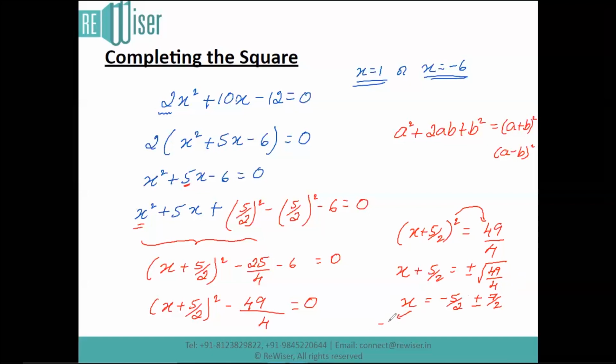The one case is minus 5 by 2 plus 7 by 2, which is nothing but 2 by 2, which is positive 1. Or it could be minus 5 by 2 minus 7 by 2, which is nothing but minus 12 by 2, which is minus 6. So I got the same answer, the same solution for the quadratic equation, as I got with splitting the middle term and factorizing it. So this is what the completing the square method looks like.